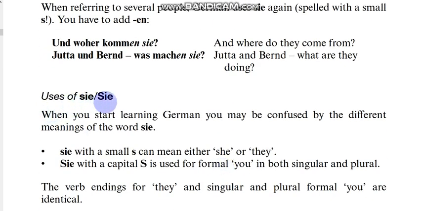Uses of sie or Sie. When you start learning German, you may be confused by the different meanings of the word sie. Sie with a small s can mean either she or they. Sie with a capital S is used for formal you in both singular and plural. The verb endings for they and singular and plural formal you are identical.